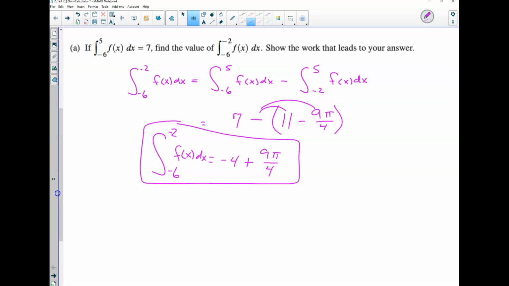Right? That is work. I should have my grading rubric here so I can tell you what they're all worth. 3 points for your original integral. You're going to get a point for finding the value of that integral and a point for your answer.